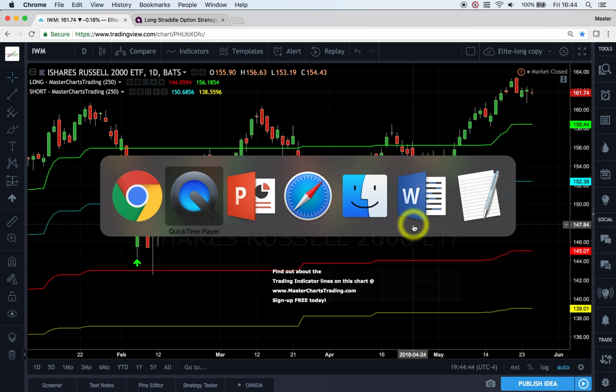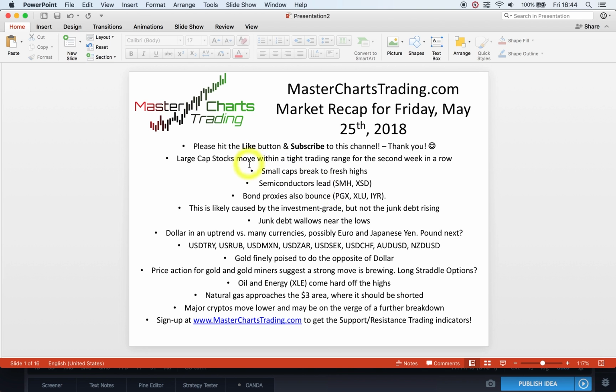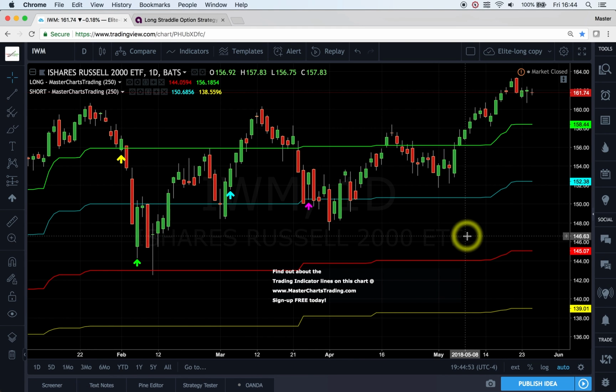All right, let's continue looking at stocks. So we have small caps breaking to fresh highs. This is actually quite good for the market because small caps are more risky, and this is showing good appetite for risk by the investors.